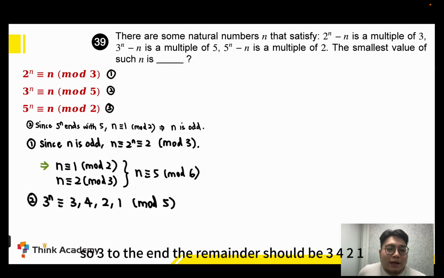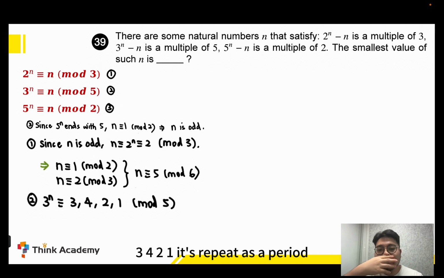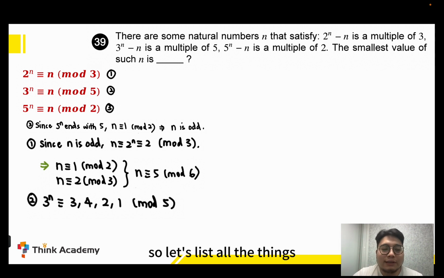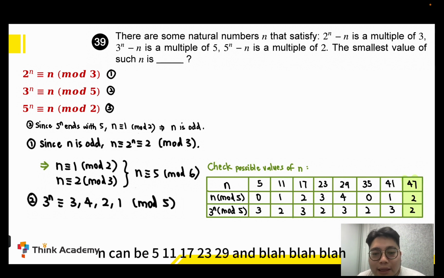So 3 to the n, the remainder should be 3, 4, 2, 1, 3, 4, 2, 1, mod 5, right? 3, 4, 2, 1. It repeats as a period. So let's list all the things. So we check the possible values of n. n can be 5, 11, 17, 23, 29, and so on.